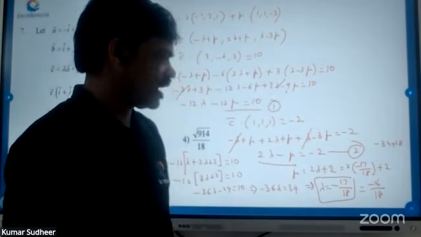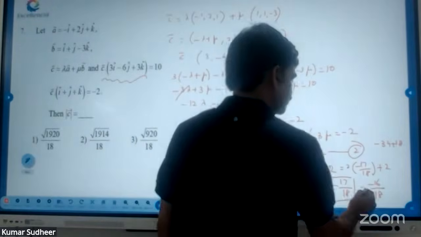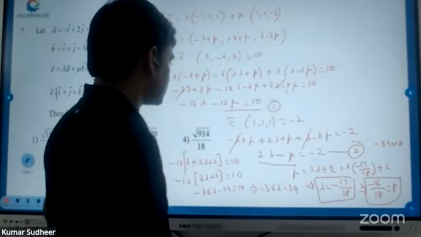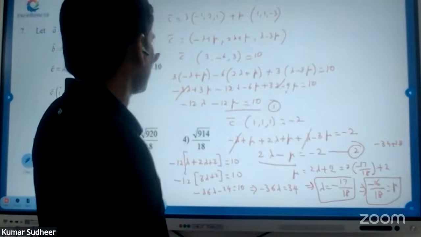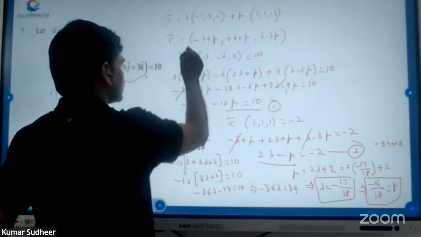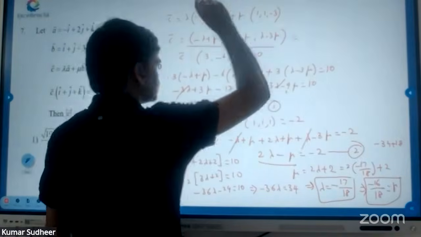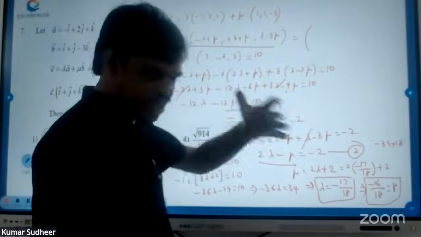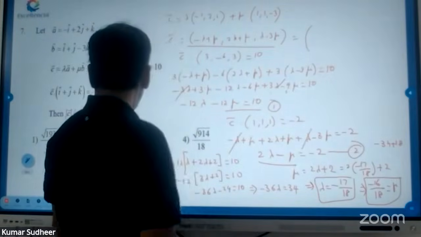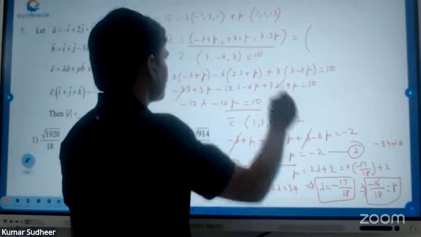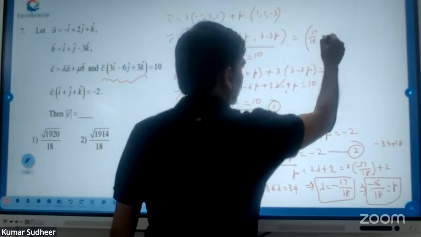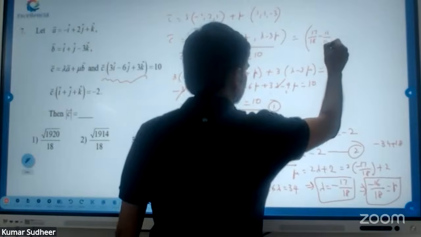Okay, so minus 8 by 9. This is the value of mu. Now what they are asking is mod C. Lambda and mu are known. Lambda is mu, which means if I substitute here, I will get the value of this as minus lambda. I will keep the denominator as 18 only, so that we need not take the LCM. So minus lambda 17 by 18 minus 16 by 18.